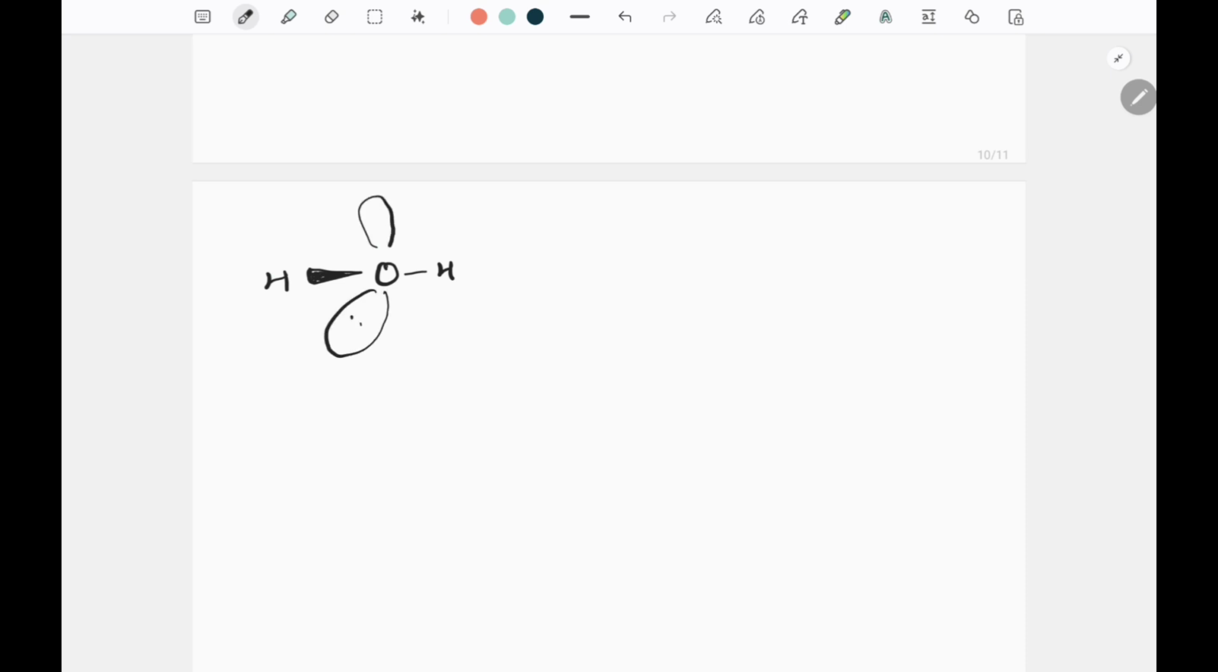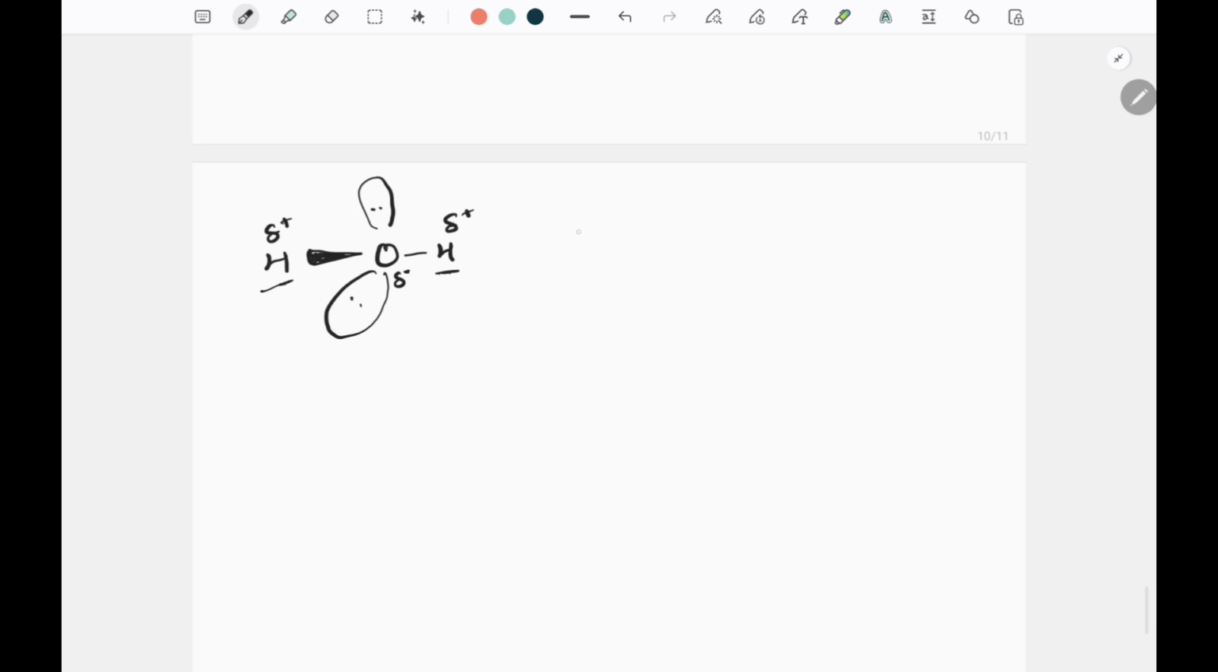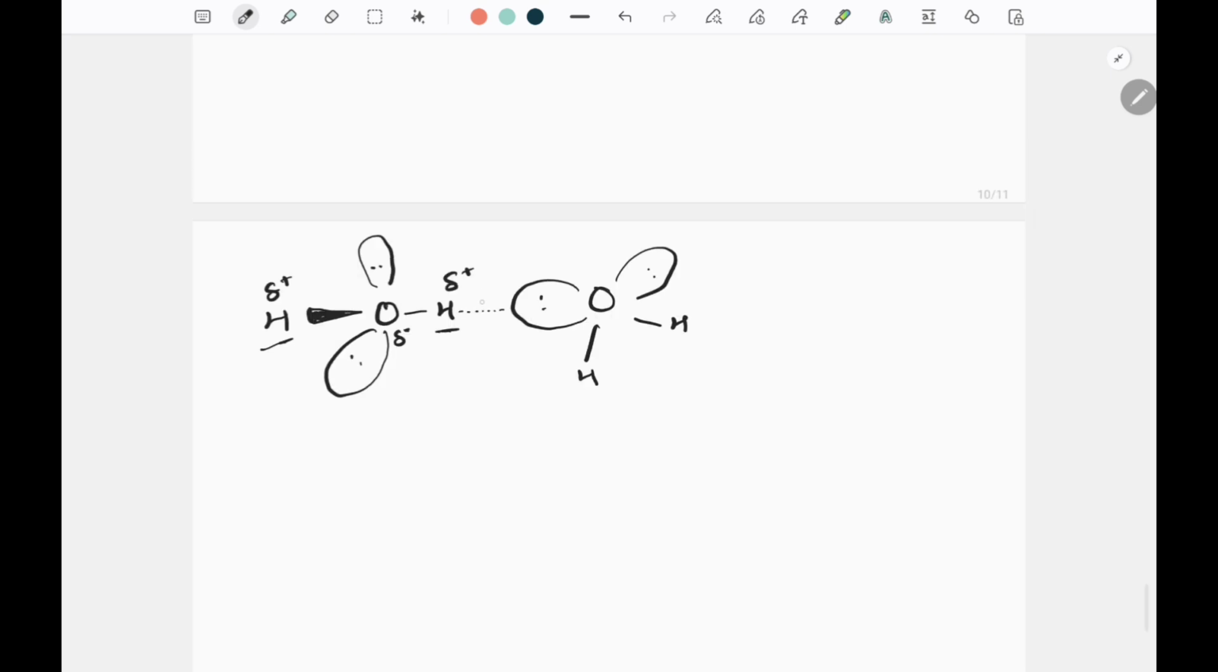So there are two lone pairs on the oxygen atom, and there's one hydrogen on one end and another hydrogen on the other end. These hydrogens have a partial positive charge on them, and the oxygen has a partial negative charge on it. Just suppose there's another water molecule around, and again the oxygen has two lone pairs. So now this partial positive hydrogen can bond with this electron cloud of the oxygen atom, and they can bond. This bond formation is called hydrogen bonding.